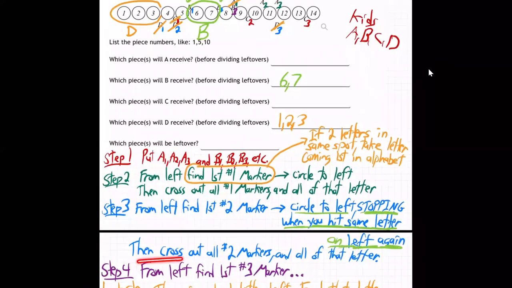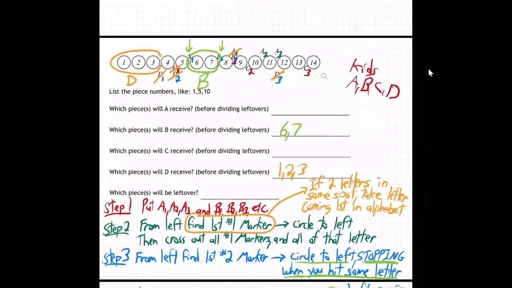Then don't forget to cross out. Whenever you circle something, you have to cross out all the number 2 markers and all of that letter, all the other B's. So I have to cross out all the number 2 markers. So C2, A2, they're crossed out. And all the other B markers. So there are other B markers. So this one's gone, this one's gone. I don't see, oh, right here, this one's gone. Yeah, because B's done. So that makes sense.